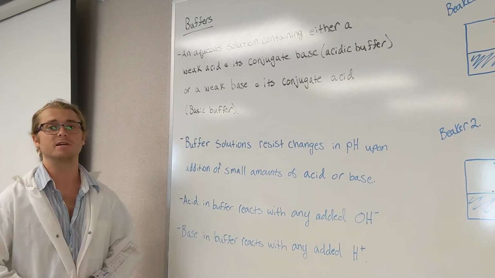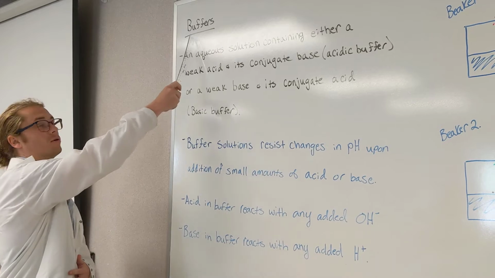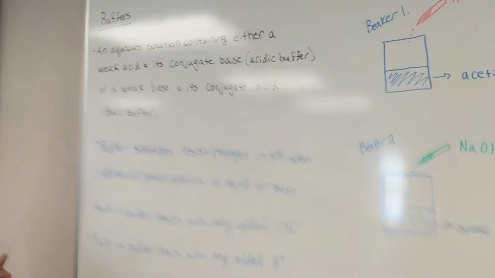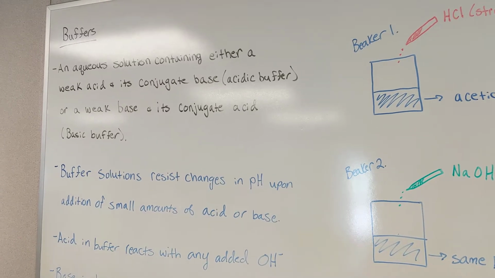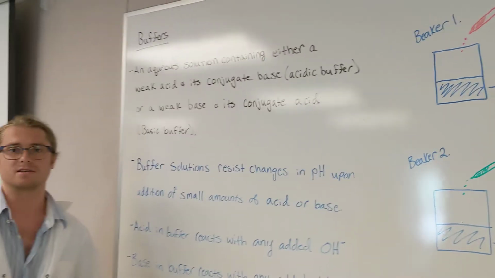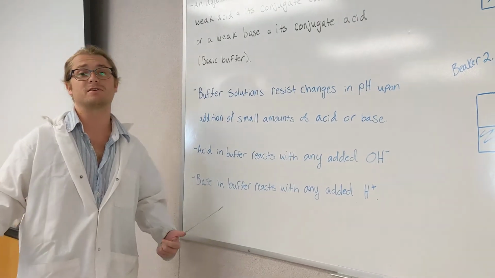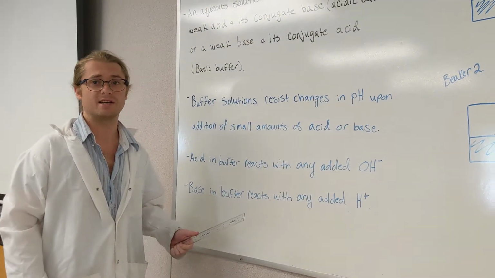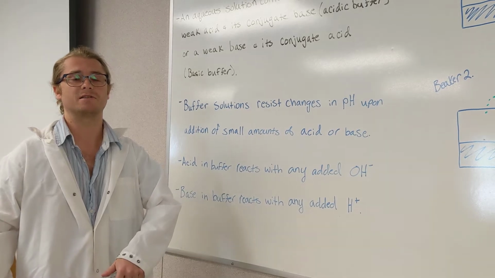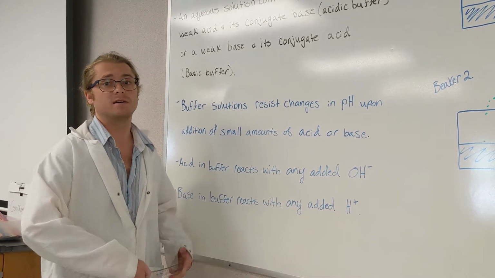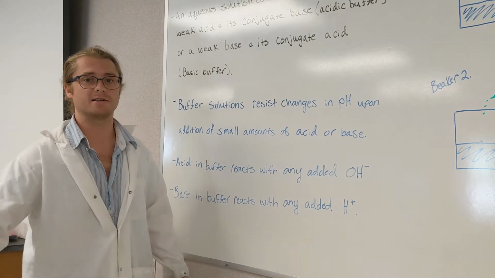To get started on part D, but first, we're going to talk about buffers. So, what a buffer solution is, for example, if we have a weak acid, every weak acid is going to have a conjugate base. So the buffer solution for that weak acid will be its conjugate base. Or vice versa, if we have a weak base, its buffer solution will be its conjugate acid.